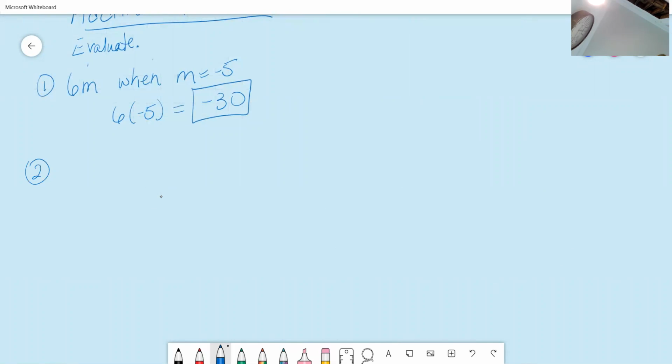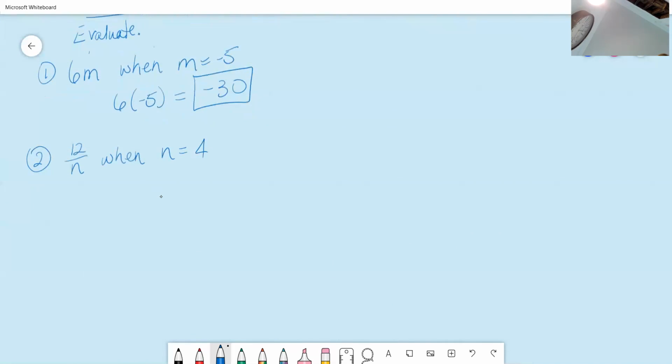All right, number 2 is 12 over n when n equals 4. So 12 over n equals 12 over 4, which we know equals 3.